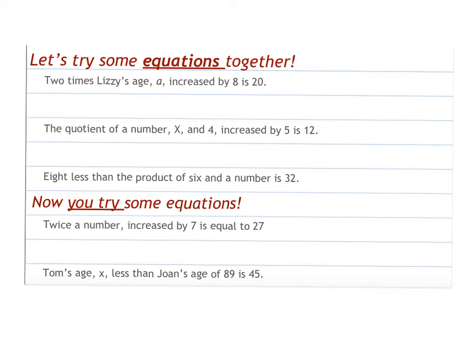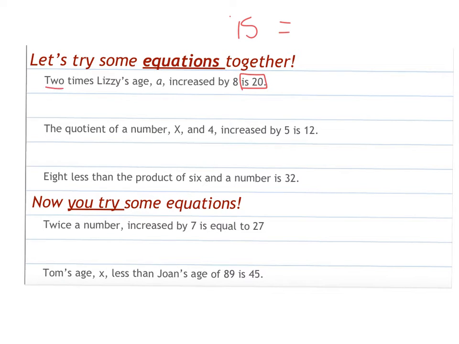Okay, now we're going to be looking at equations. Again, equations have the equal sign. Anytime that we see something like this, is 20, that word is, that's in place of the equal. So just know that that's what our equation is going to be equal to. So 2 times Lizzie's age, A, increased by 8, is 20. So I'm going to take this and break it apart.